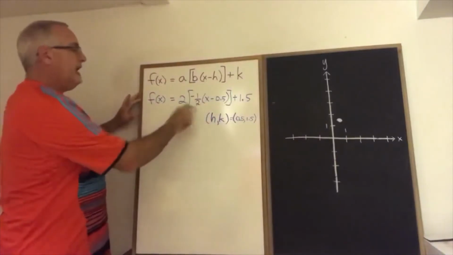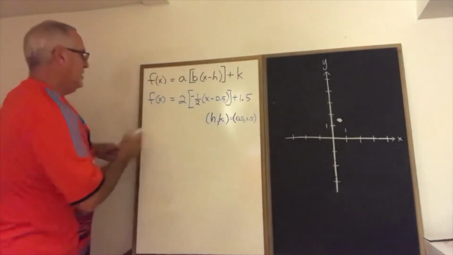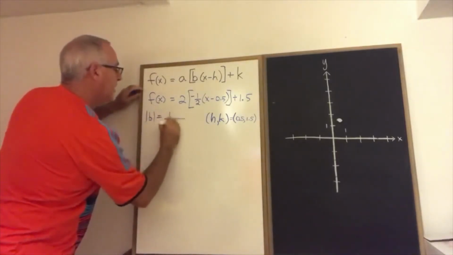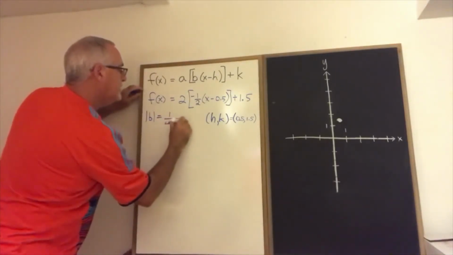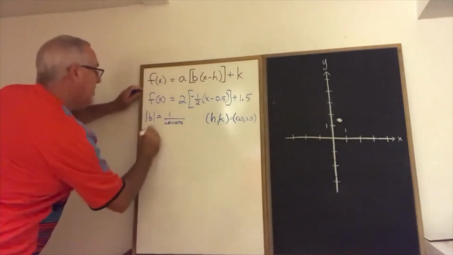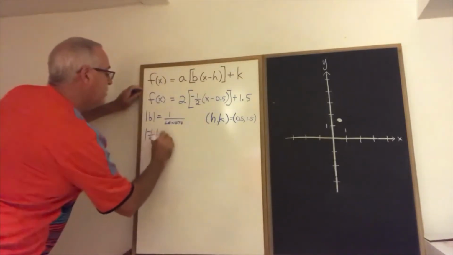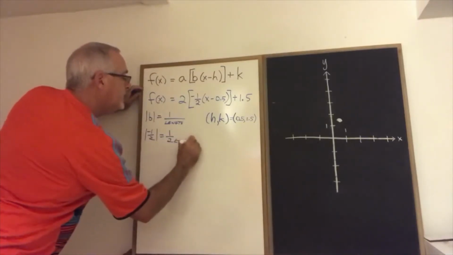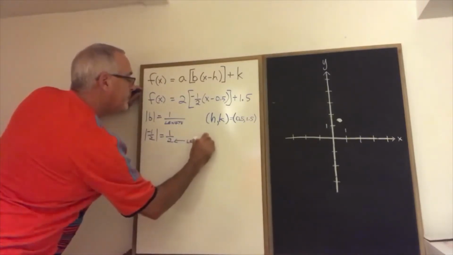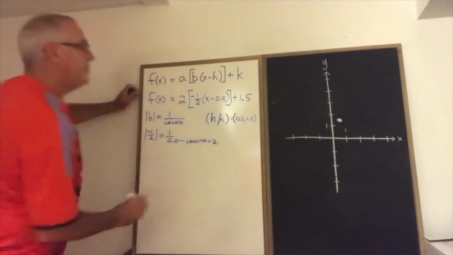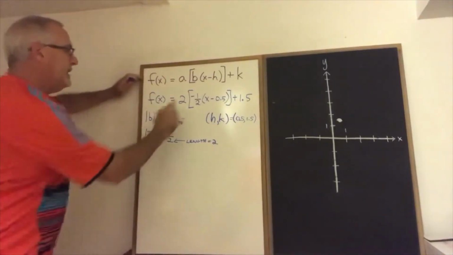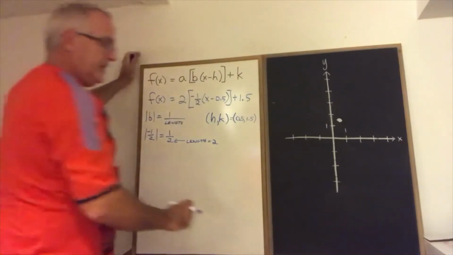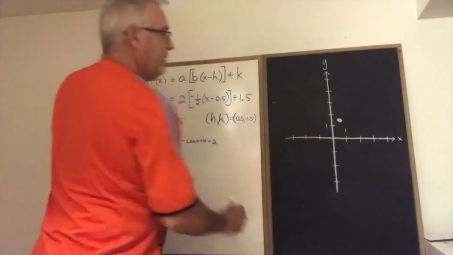Next, the sign of B. The absolute value of B is equal to 1 over the length of the steps. The absolute value of -1/2 is 1/2, so the length of steps is 2. The sign of B is negative. When B is negative, it means that the steps are closed on the right.